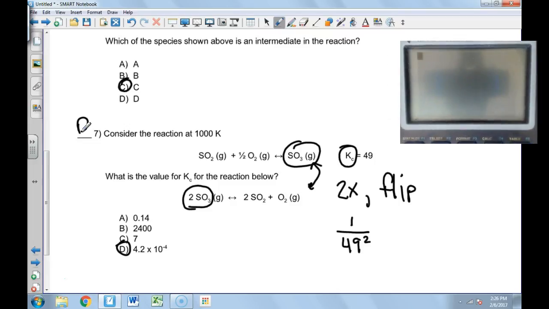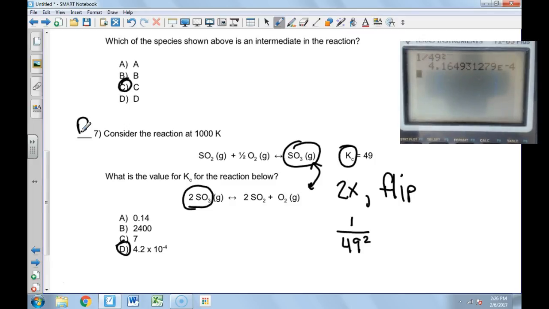I'll do it on the calculator just to show you. So it's 1 divided by 49 squared. Okay, and you get 4.2 times 10 to the minus 4. That right there means times 10 to the minus 4.